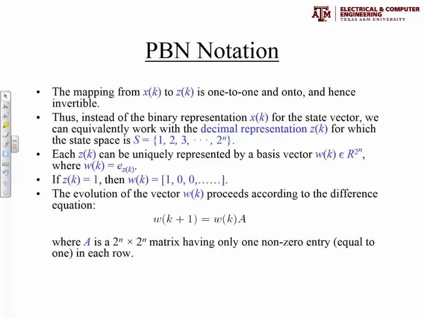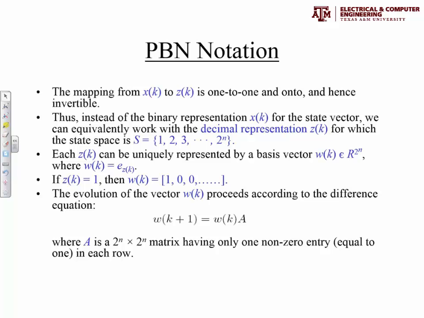So each zk can be uniquely represented by a basis vector. For example, if zk is 1, then it's 1 in the first component, zeros everywhere else, right? Now the evolution of this dynamic system, you can represent it using this matrix A because the total state space is basically 2 to the power of n dimensional vectors, okay? So all you need to figure out how the system is evolving is the map from each of these to what is going to happen at the next time point, right?